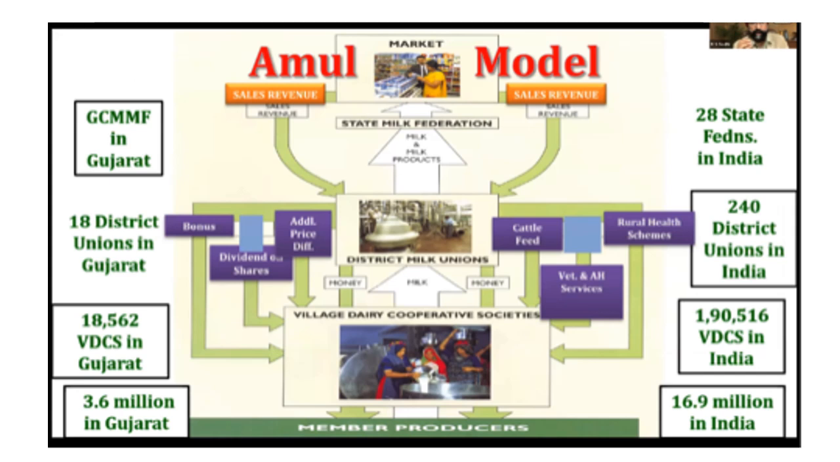So presently we can see there are 28 state level federations, 240 district unions, 1,90,000 village level cooperative societies and 16.9 million farmer members in the cooperatives. So this shows the great success of the cooperative movement in India.